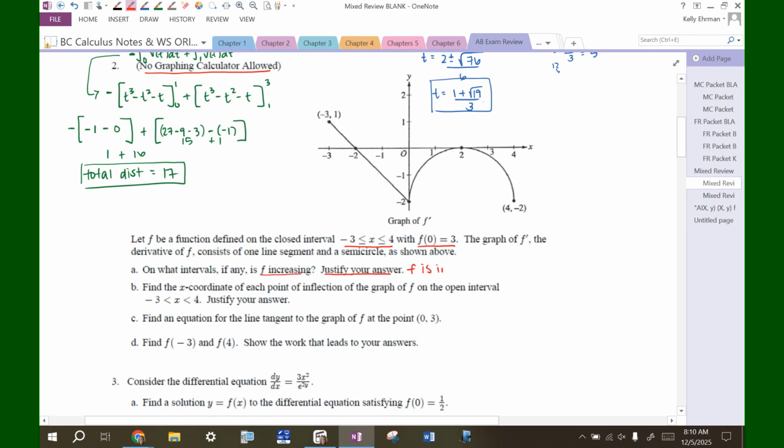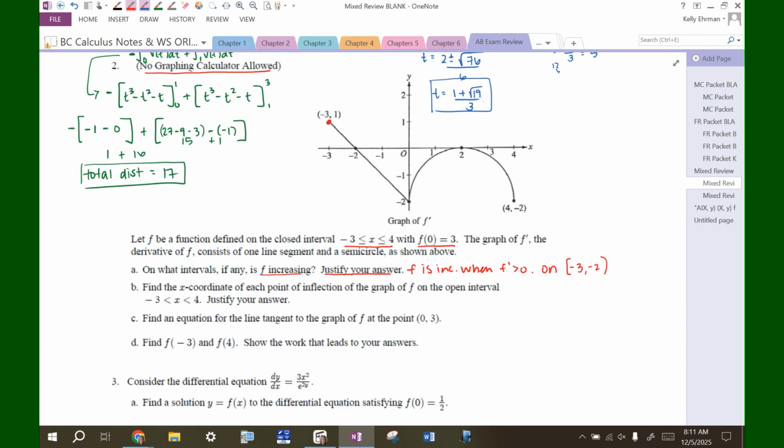F is increasing when, I like to justify first most of the time, when f prime is greater than 0. So this is on, where is f prime greater than 0? On including negative 3 to negative 2, because at negative 3 we're definitely greater than 0 here. And anywhere else? No, it's equal to 0 at 2, but that's it.